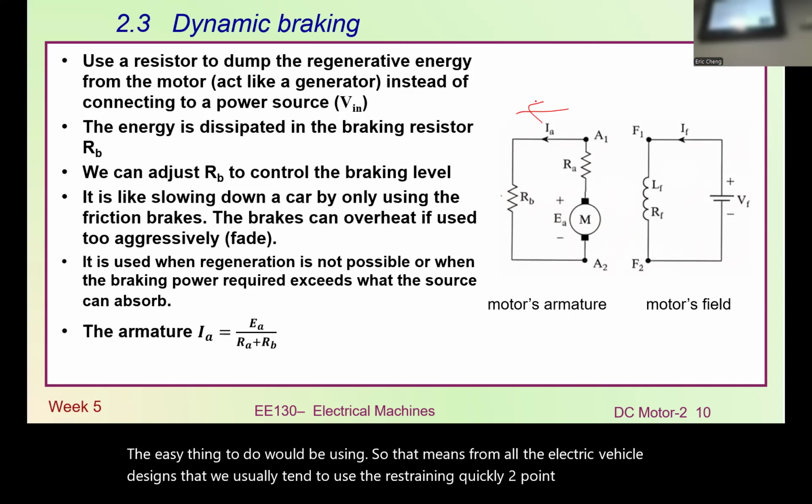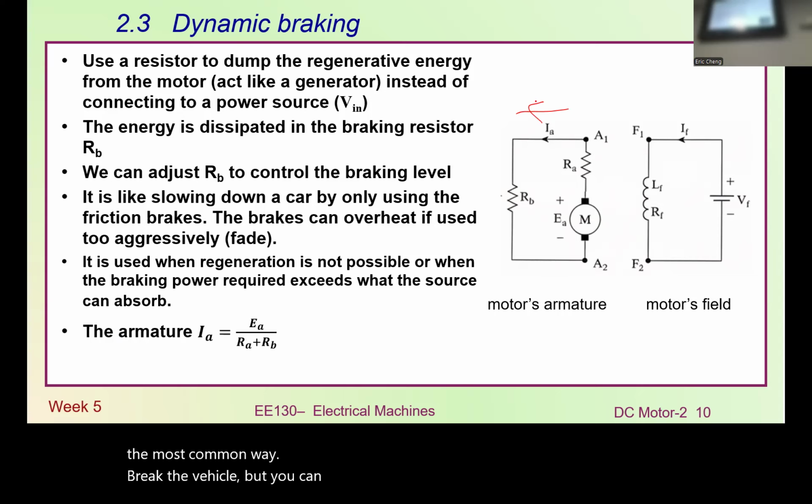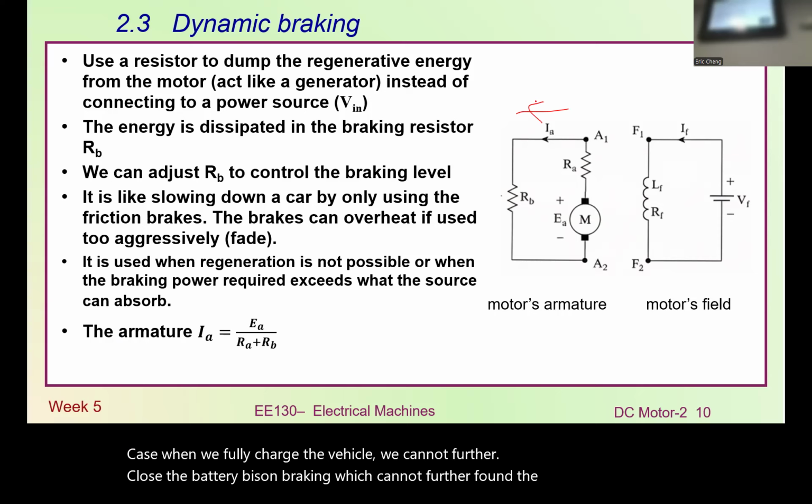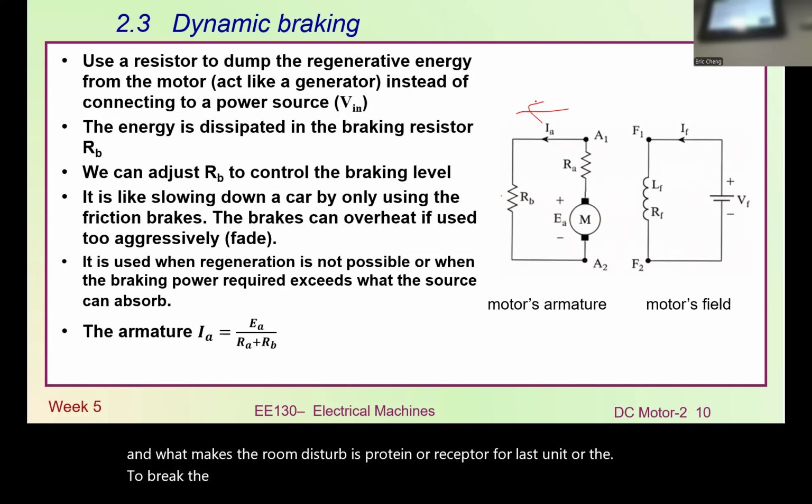That's the most common way we reduce the speed of the vehicle, by braking. But you can see in some cases, when we fully charge the vehicle, we cannot further charge the battery by using braking. We cannot further pump the energy to the battery. What we need to do is put on a resistor as a last resort to brake the vehicle, because further charging a fully charged battery will damage it. That can be dangerous, but putting on a resistor can be done.